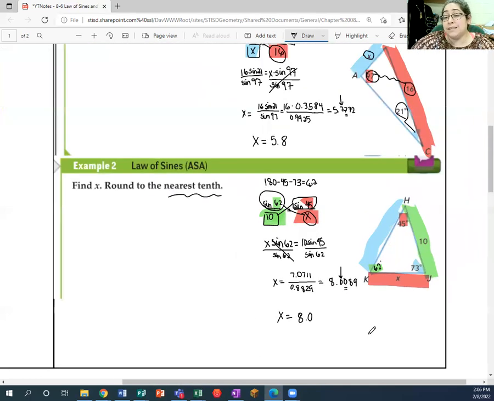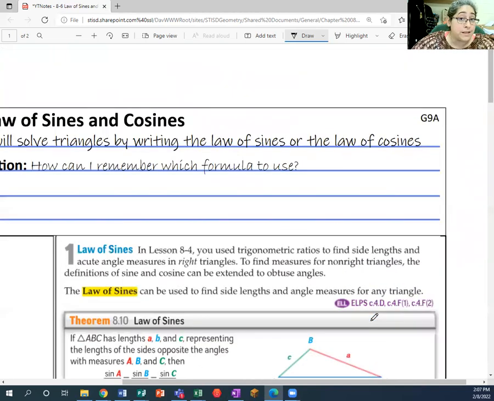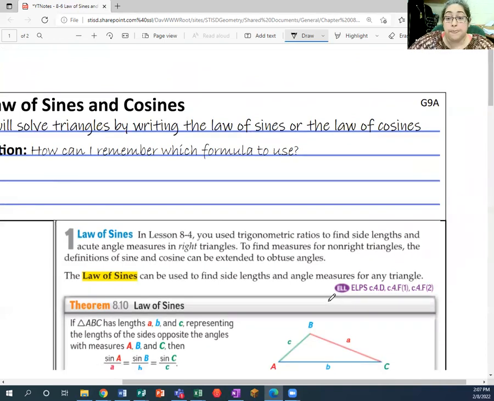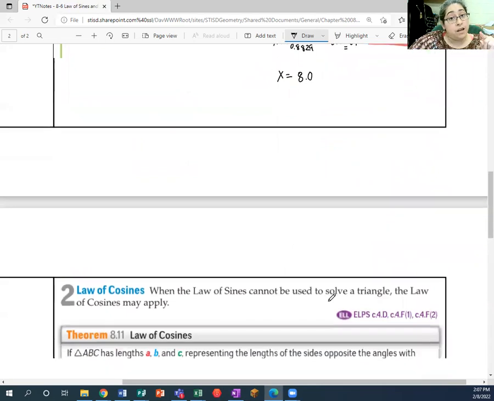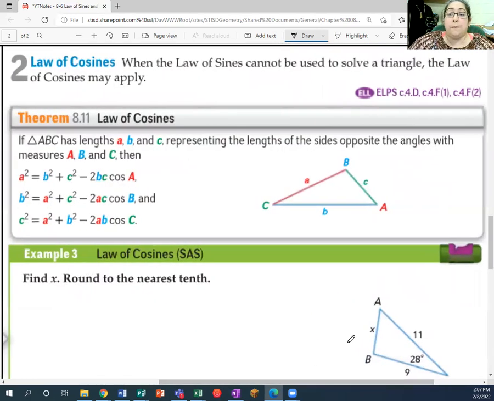At the top of this lesson, we talked about there being two different ways. In fact, the name of this lesson has two different laws, the law of sines and the law of cosines. All right, so now that we've done law of sines, let's look at the law of cosines. Now, the textbook and my notes give me all of these and it looks super confusing. So I want to give you a slightly easier way to think about the law of cosines.